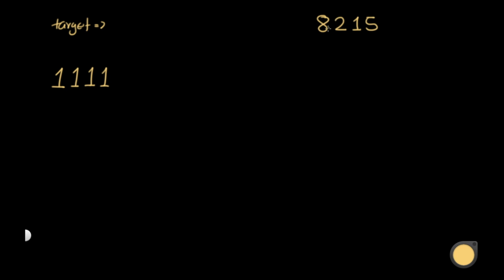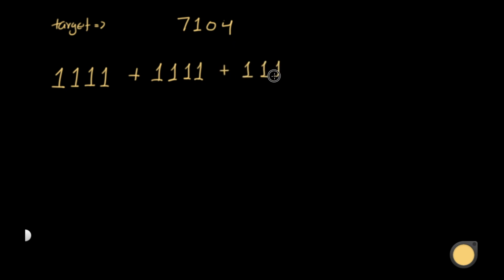So now what is the next Deci-Binary number we can add to it? So let's just try with the largest Deci-Binary number again, which is 1,111. So in this case, 1,111, and the new target that we have is going to be 7,104. Perfect.